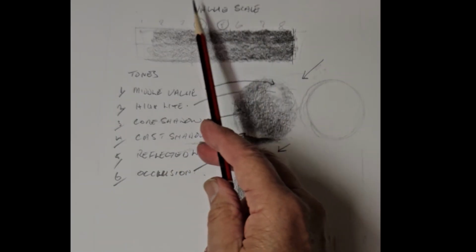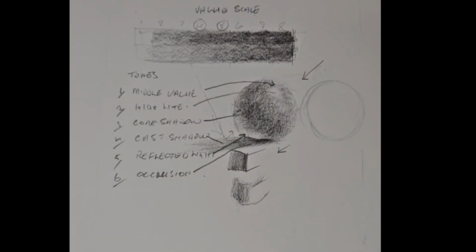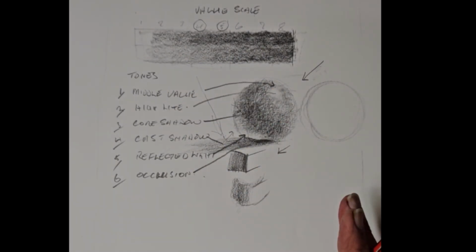And of course the middle value is the key to keying your painting either as a dark or a light painting. And all objects that are around it obviously have got a soft edge and have to have a soft edge.